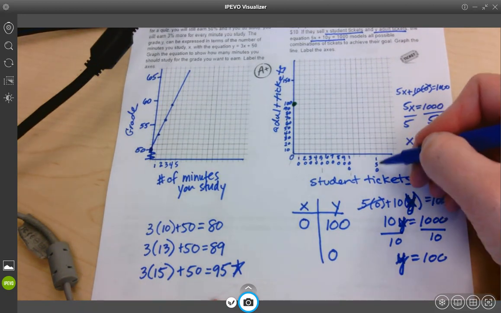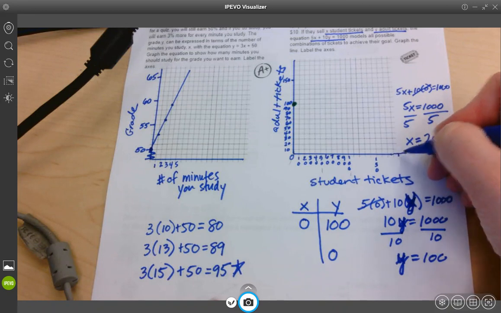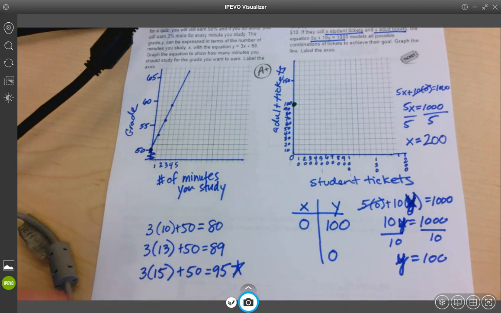200. All right, so I got 150, 160, 170, 180. I'm just going to have to extend a little bit. 190, 200. Okay, and I'll put a dot there.